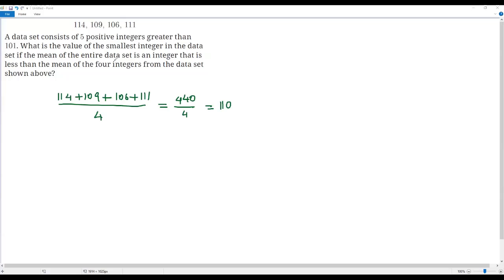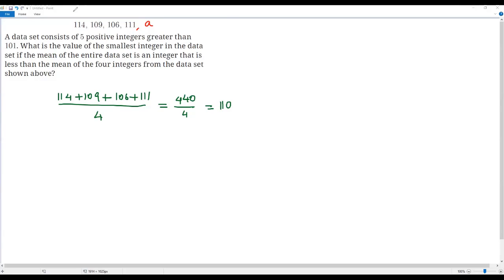Also please make sure that the fifth value has to be greater than 101, because the question says five positive integers greater than 101. Okay, I assume the fifth data value is A, and we have to find the smallest positive integer value for this A. The data set consists of five positive integers, so the mean of this entire data set will be less than the mean of the four integers. That means the arithmetic mean of all five values will be less than 110, which is the arithmetic mean of the given four positive values.